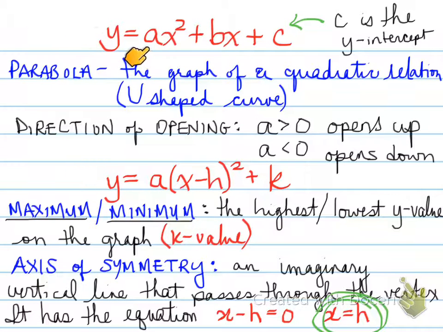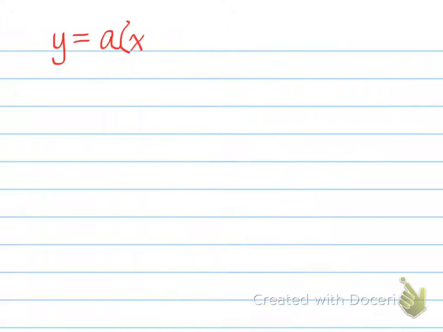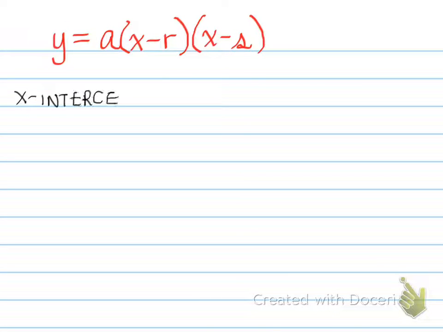Definitely, the a value plays a major factor because whether it's a in the first form, a in the second form, or a in the last form, it means the same thing. If a is positive, it opens up. If a is negative, it opens down. That is the same whether we look at it in standard, vertex, or factored form. And this is the last one. This one is called factored form.